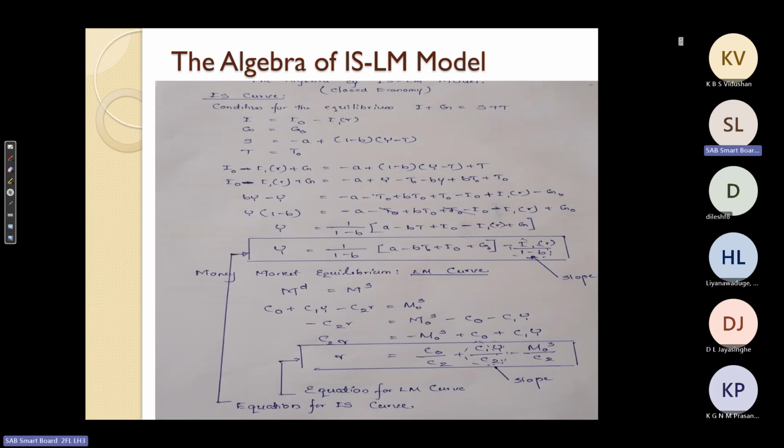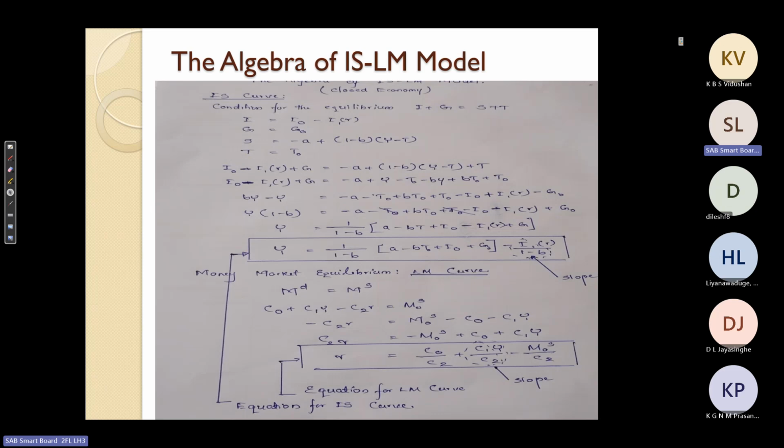If you want, I will upload this, the basics in a different way. This is very important. So I will upload this one to the LMS. But now you can think, this is the equation for the IS curve, and the slope is given by minus (1 minus B) over A1. And this is the equation for the LM curve. So you know how to derive this.